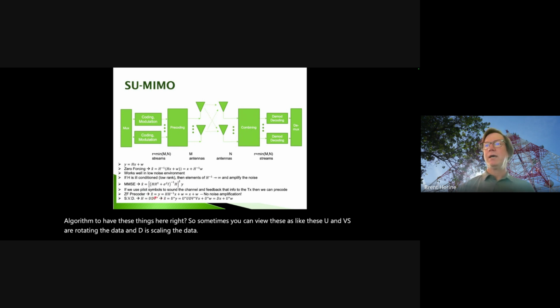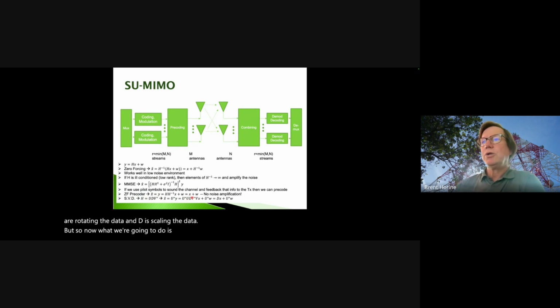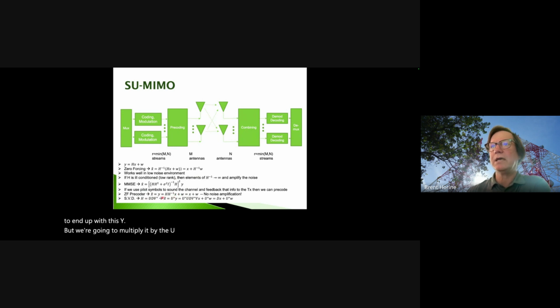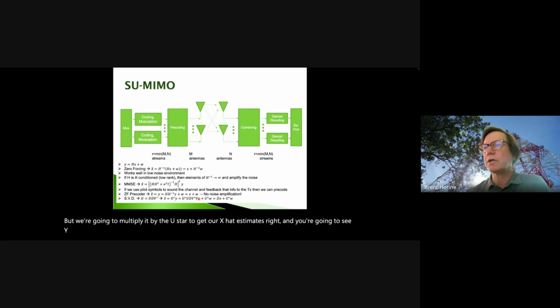Now what we're going to do is a little pre-coding and combining. On the combining side, we're going to end up with this Y, but we're going to multiply it by the U star to get our X hat estimates, right? And you're going to see why, because we're going to take our X and start by multiplying it by V out here, in the pre-coding.